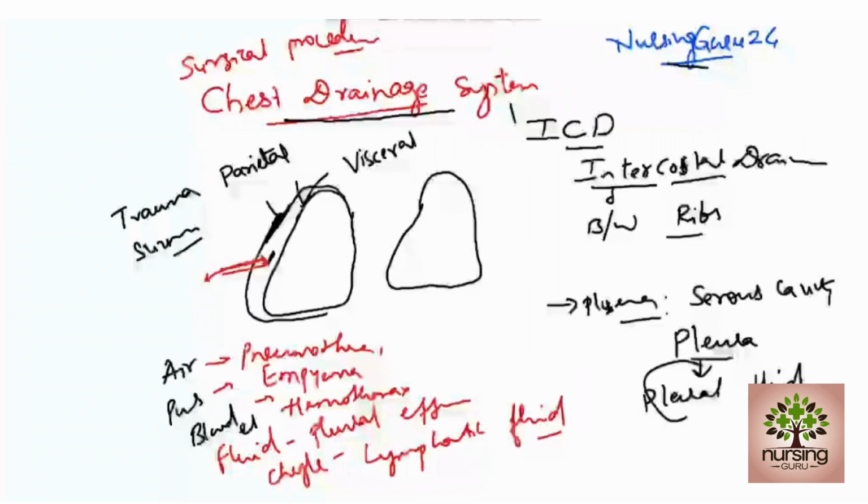See, the chest drainage system is the surgical procedure in which a hollow tube is inserted into the pleural space to remove the collected air, pus, blood, fluid or chyle.